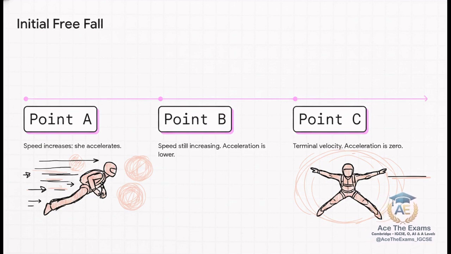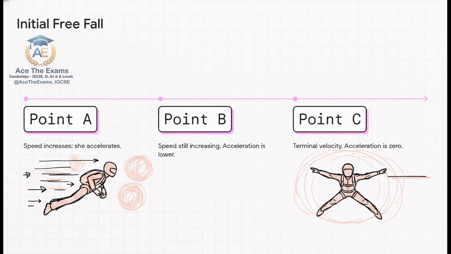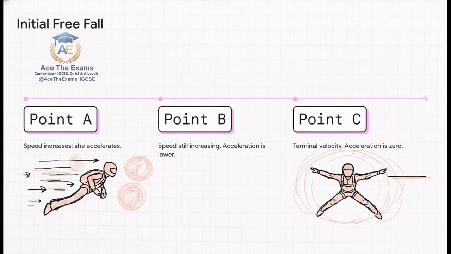At point A on the curve, the line is super steep. Her speed increases rapidly, so she's accelerating. But notice how the curve starts to bend? By point B, her speed is still increasing, but more slowly. That means her acceleration is lower. And that's all due to air resistance building up against her weight.